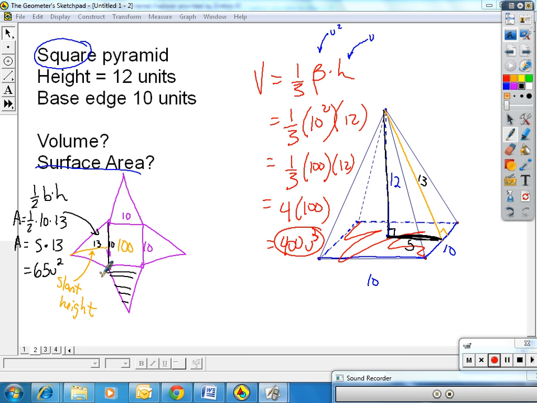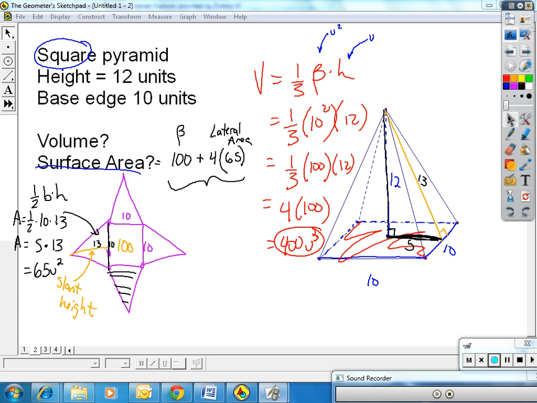So to find my total surface area, I'm going to take 100, that's the area of the base, and I'm going to add it to 4 times 65. That's my lateral area. So this is a little review of surface area. Simplify that and you have your answer.